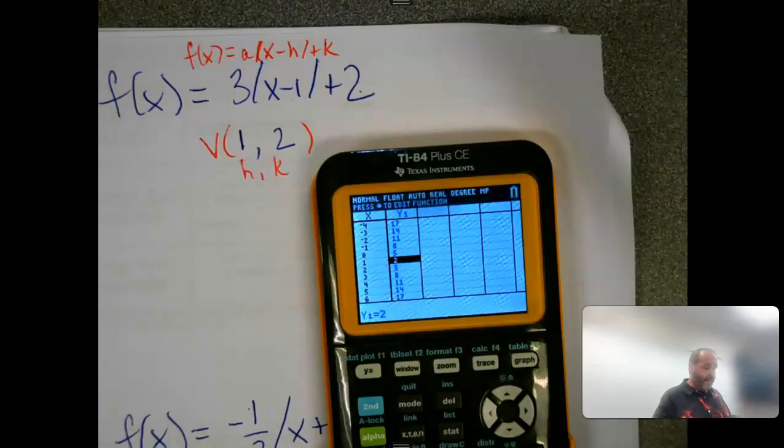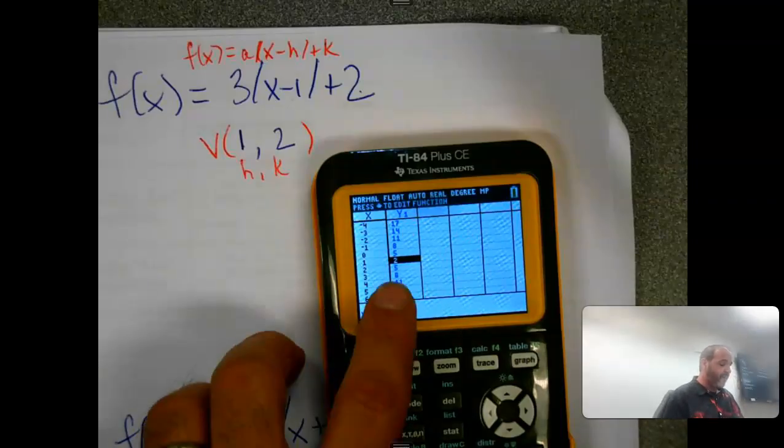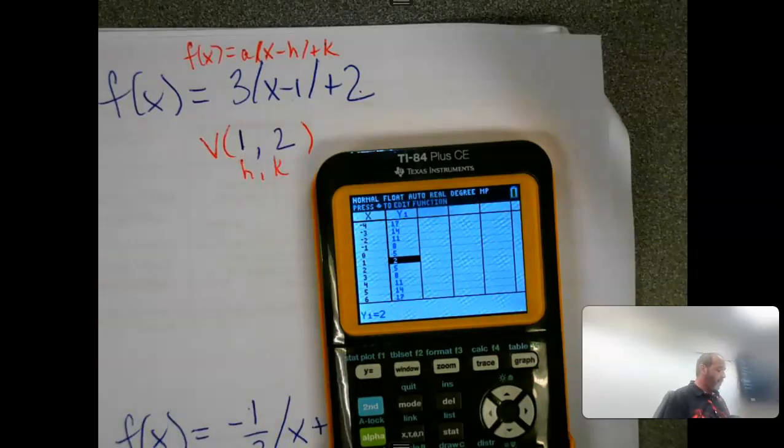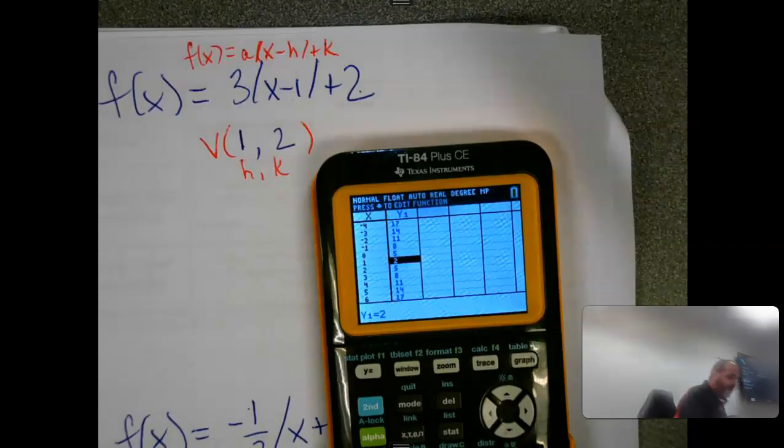So if you were just going to use the calculator, you'd scroll up and down until you found symmetry. You'd mark that as your vertex, and then you'd use the other points to plot your points to graph this, which I actually am going to do. I'm just going to manually make my chart, though.